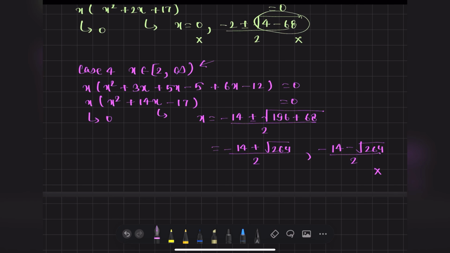Okay. Now look at this. If you are considering this 264, 264 is greater than 256, which is the square of 16. So it is greater than 16, and it should be divisible by 2. So I am assuming it to be 16.2. So 16.2 minus 14 is 2.2. 2.2 divided by 2 is 1.1. So it is not there in that range. So again you got no zero from this situation also.